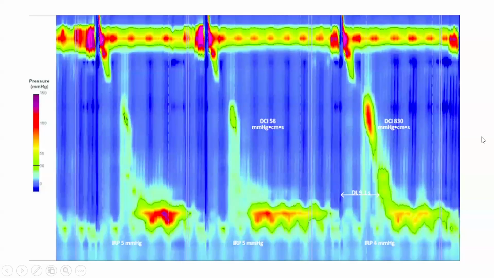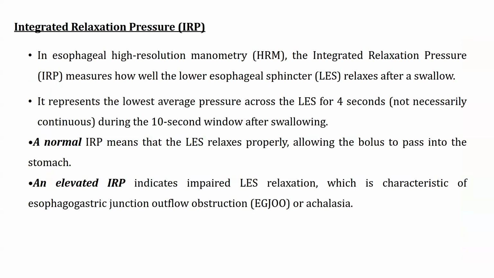Now this is also an example that you see. This is the failed peristalsis, and this is the normal peristalsis. That last one, because the DCI is 830, it's above 450. Okay, let's move to the IRP. IRP is the integrated relaxation pressure.